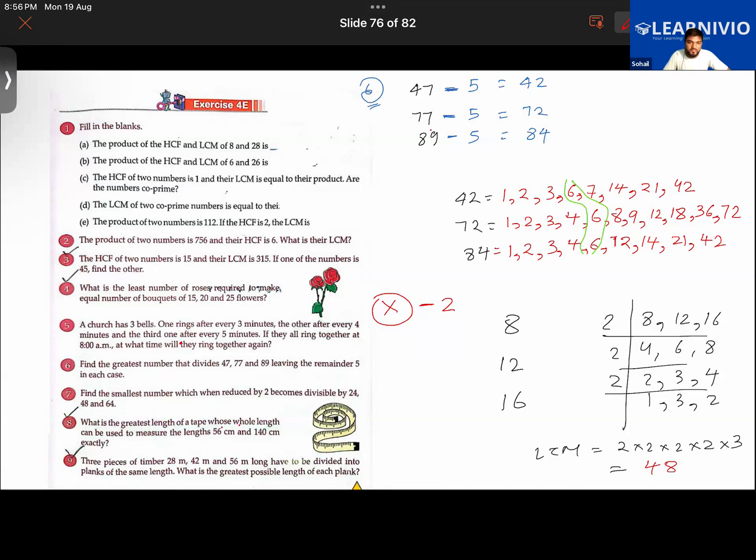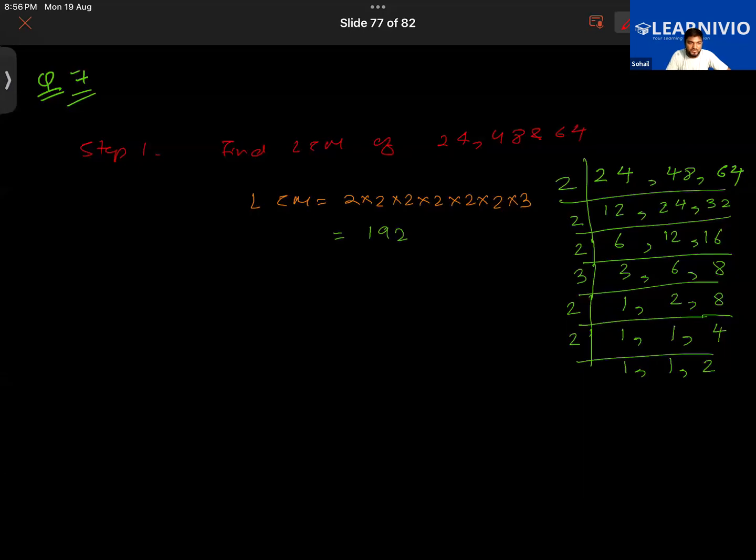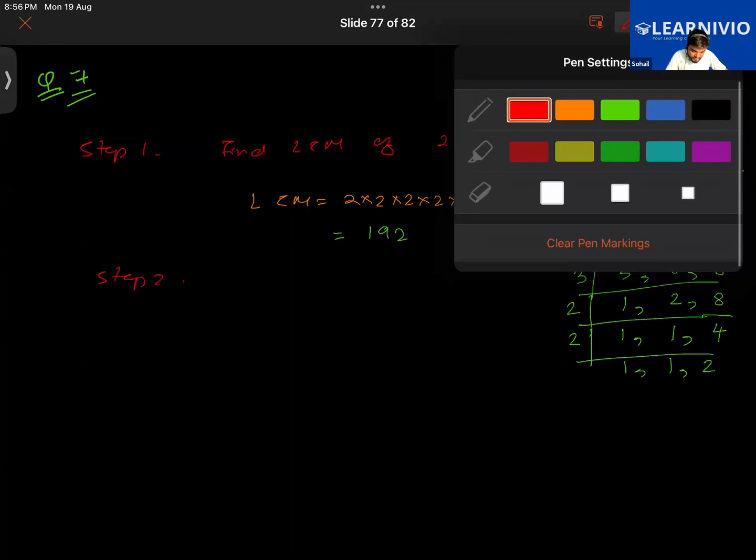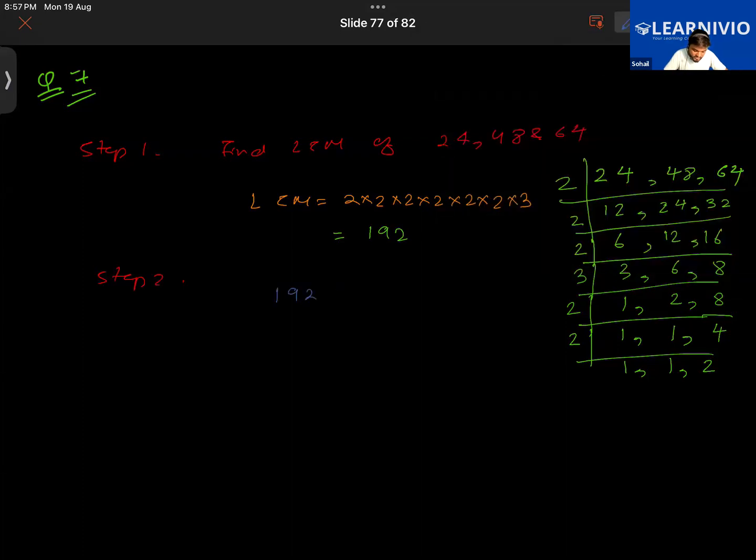Now what should we do over here? Think about this. Find the smallest number. We have found the LCM of the numbers, right? Next step is that we are going to add 2 to the LCM which we have found. So we are going to add 2 to the LCM to find the smallest number which when reduced by 2 becomes divisible by the numbers 24, 48 and 64. So in step number 2, we are going to add the number 2. Now 192 plus 2 gives you 194.